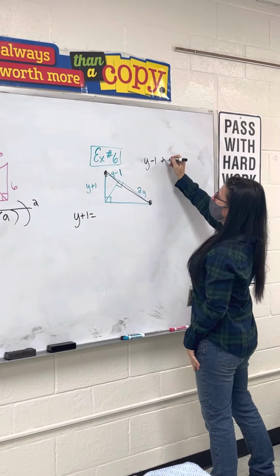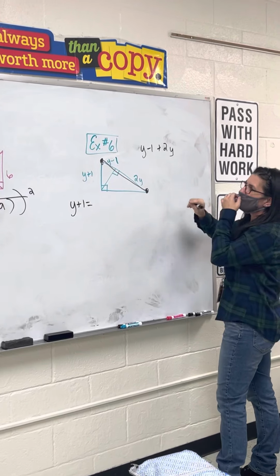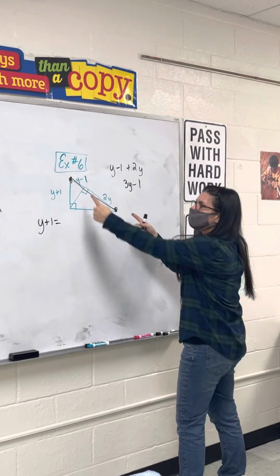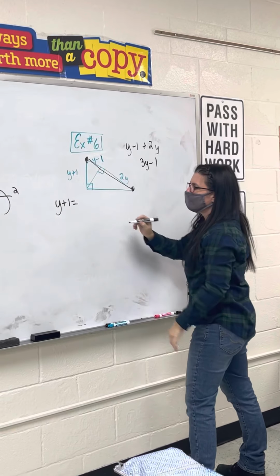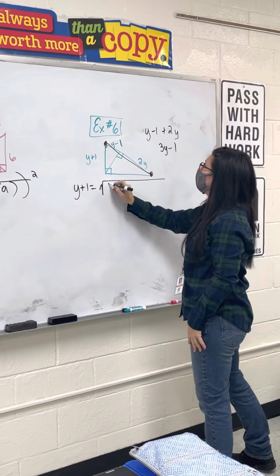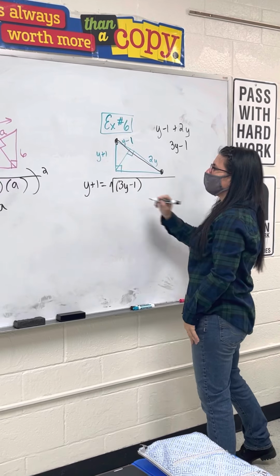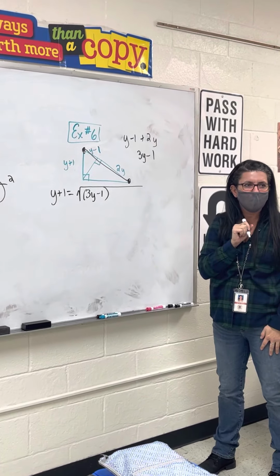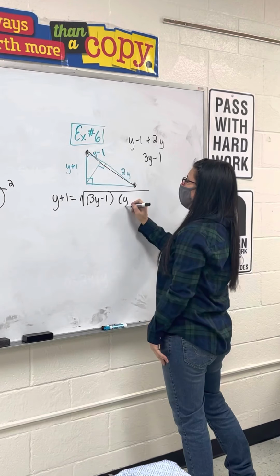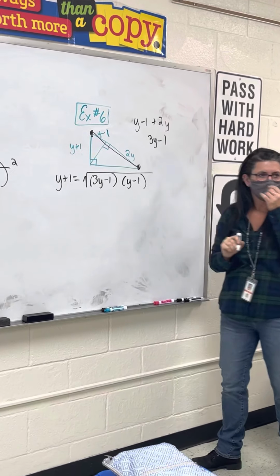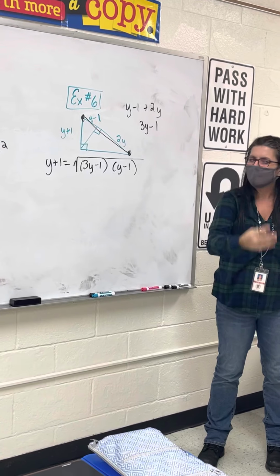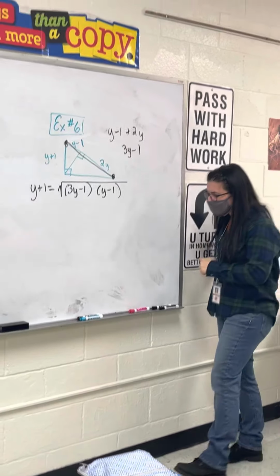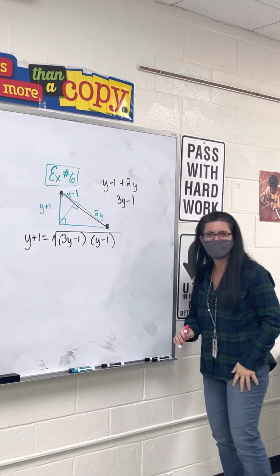y minus 1 plus 2y. Combining like terms, this is really 3y minus 1. That's the entire length. So my entire hypotenuse is 3y minus 1. What's the part of the hypotenuse touching the leg? Good. So even though this one looks different and looks like it might be harder, go through the steps. It's the same steps as we've been doing. So what do you think my first step is going to be to solve this? Give me a wild guess.